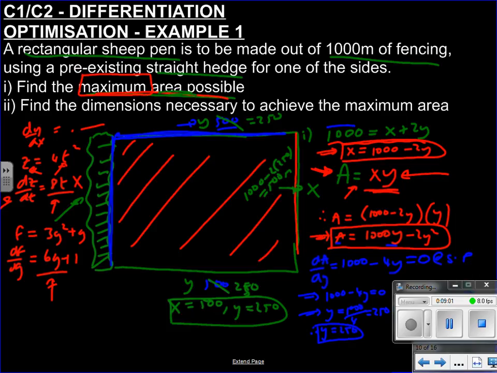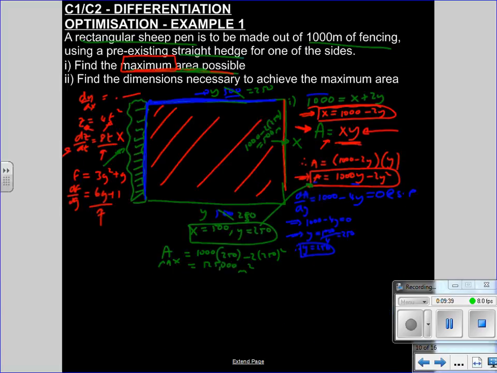Remember, it says find the maximum area though. So we haven't actually found the maximum area. So to find a max, we need to put our y value back into our original. We know this is 1,000 times our y, which was 250, minus 2 lots of 250 squared. So the maximum area possible, 1,000 times 250, subtract 2 times 250 squared, is 125,000 meters squared. There we go. Answer to the number 1.